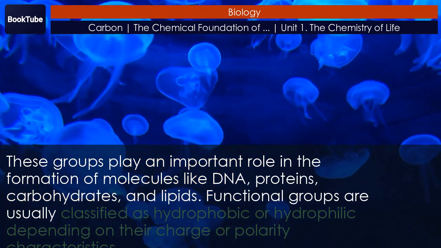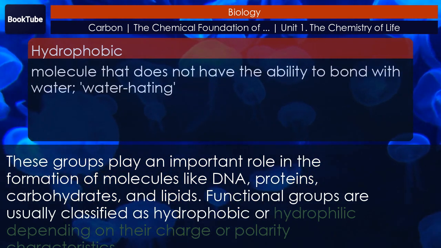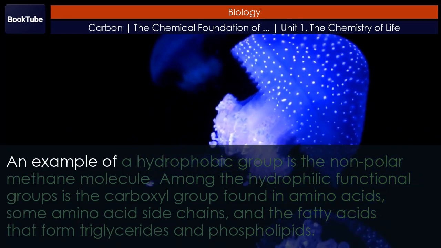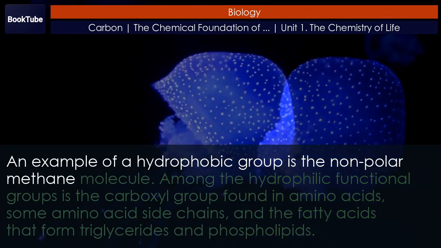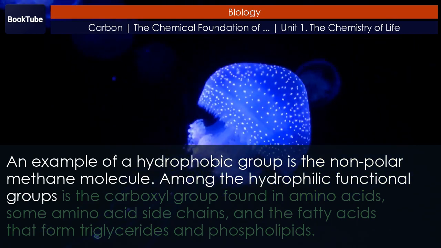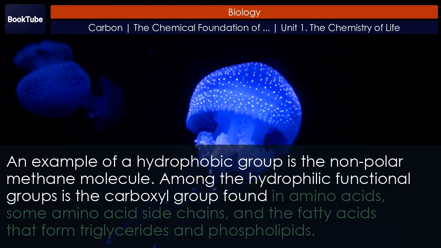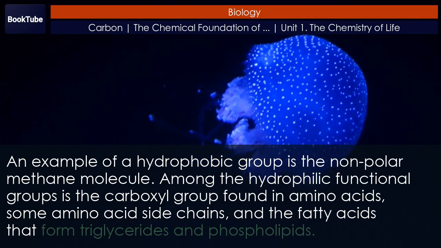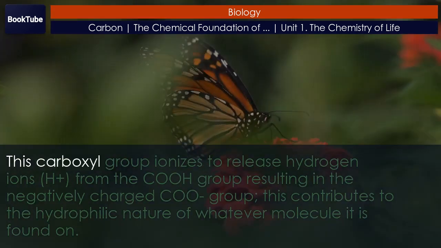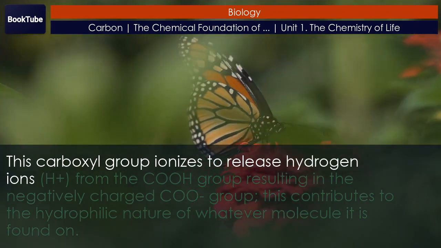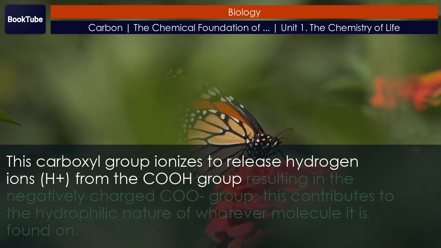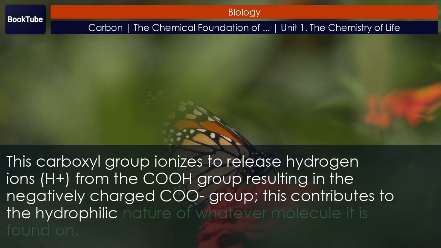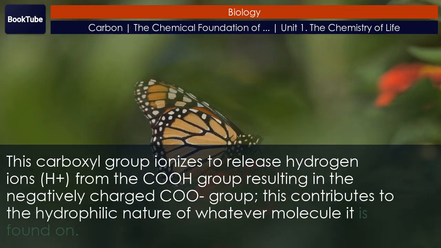Functional groups are usually classified as hydrophobic or hydrophilic depending on their charge or polarity characteristics. An example of a hydrophobic group is the nonpolar methane molecule. Among the hydrophilic functional groups is the carboxyl group found in amino acids, some amino acid side chains, and the fatty acids that form triglycerides and phospholipids. This carboxyl group ionizes to release hydrogen ions, H+, from the COOH group, resulting in the negatively charged COO- group. This contributes to the hydrophilic nature of whatever molecule it is found on.